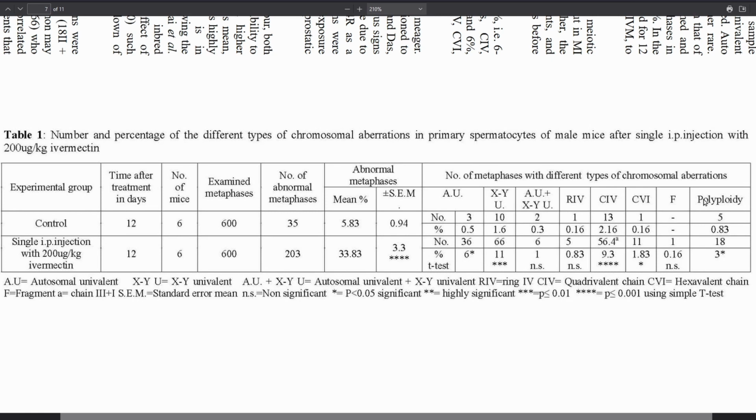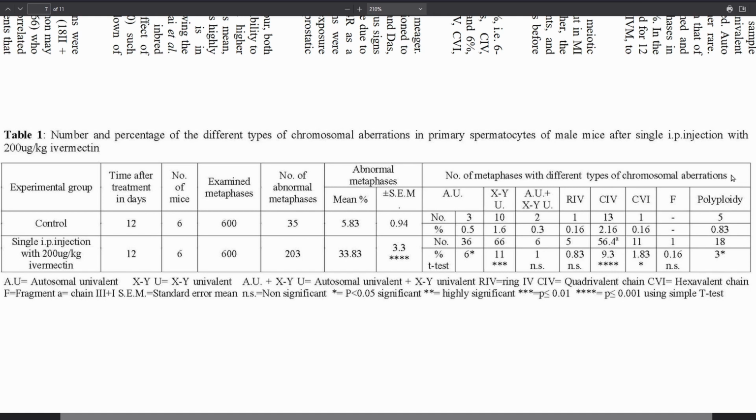So all of these are chromosomal aberrations. We have autosomal univalent going from 0.5 in the control as a percent to 6%. The next one is XY univalent going from 1.6% to 11% once the ivermectin's added. 1.6% to 11%. That's massive. Next up, autosomal univalent going from 0.3% to 1%. The next one, ring IV, from 0.16% in the control to 0.83% with ivermectin. The next one here, quadrivalent chain aberration, from 2.16% in the control to 9.3%.